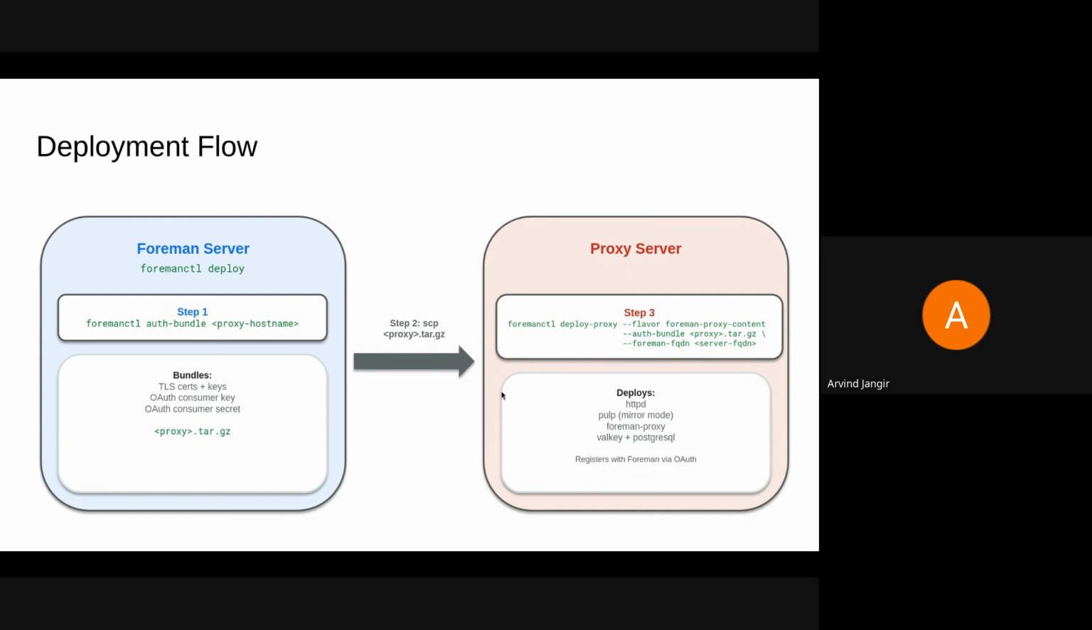The second step is to copy that to the proxy server. We can use an SCP tool or anything to copy. Once that is copied to the proxy server, we just need to run that command with the proper path to the bundle and the proper FQDN. Once that is done, our deployment will run and we will have a successful proxy deployed on an external machine.